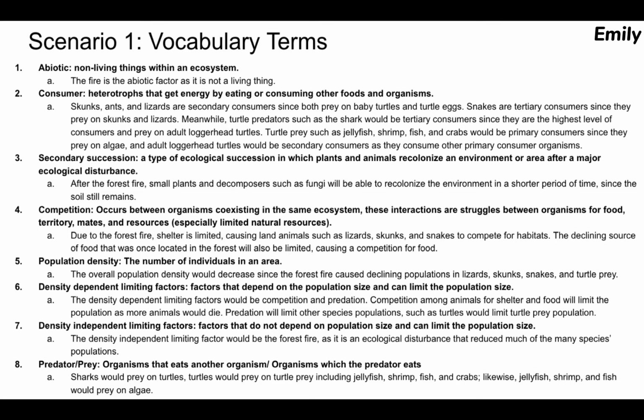Lastly, predators are organisms that eat other organisms, and prey are organisms which the predator eats. In this case, sharks would prey on turtles, turtles would prey on turtle prey, including jellyfish, shrimp, fish, and crabs. Likewise, jellyfish, shrimp, and fish would prey on algae.